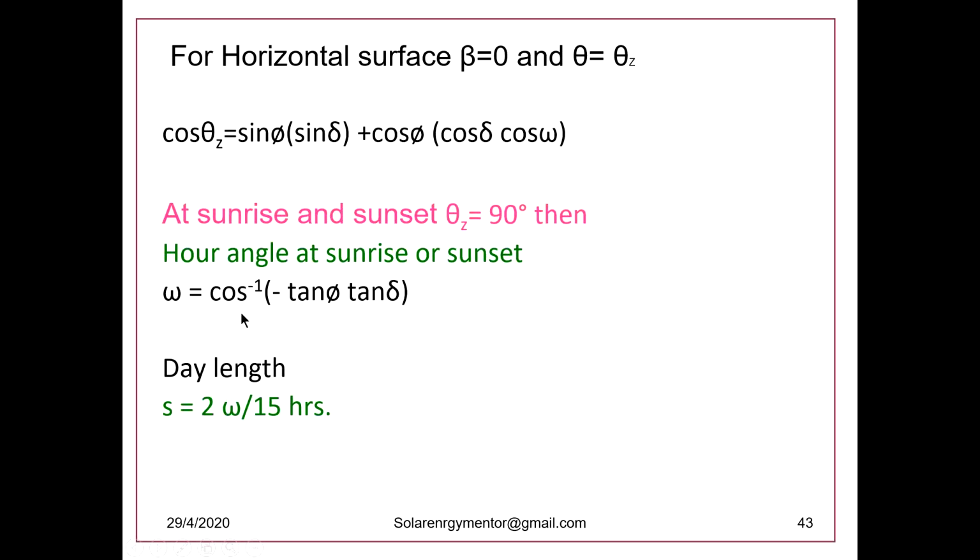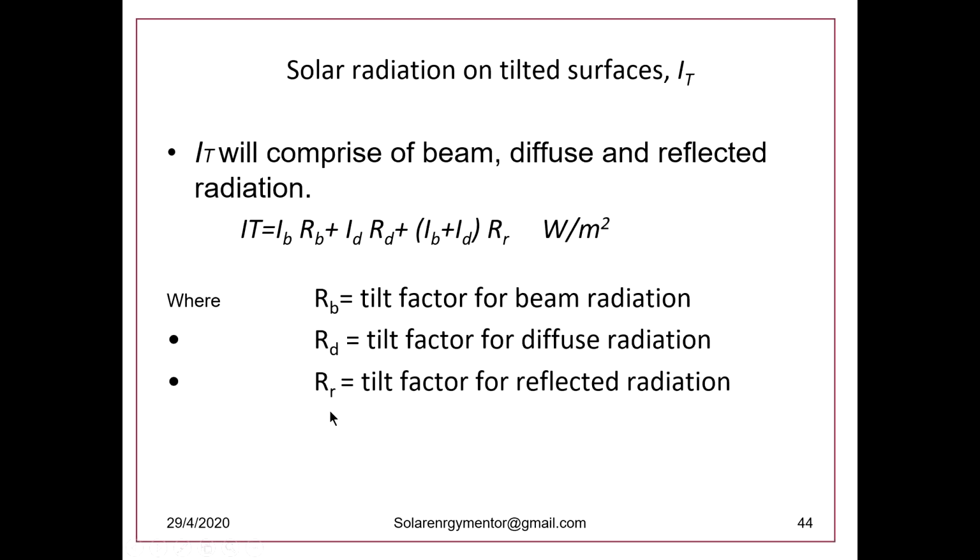For example, we are going to solve many examples on this. Suppose the value of omega comes out to be 75. Now 75 is the value of omega for half day. We have to multiply it as a full day. There is a symmetry followed in the day length, so we have to make it 2 omega. To find out the day length, suppose we get 75 degree of hour angle, then 2 into 75, 150, by 15, that is 10 hours. So day length is 10 hours. That's how day length is calculated.